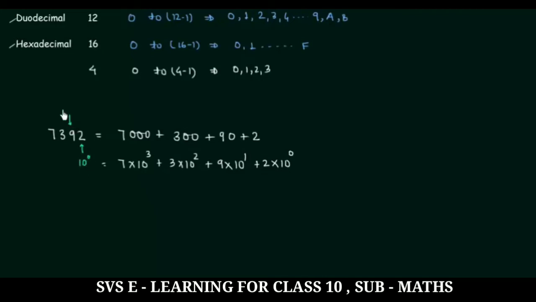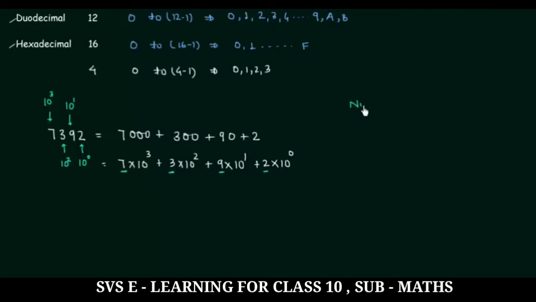The weight of this position is 10 raised to power 1. Weight of this position is 10 raised to power 2, and weight of this position is 10 raised to power 3. Generally, the coefficients 7, 3, 9, 2 are written and the power of 10 is determined by their position. The number system with weights on position we call weighted number system, and the number system in which there is no weight on the position we call unweighted number system.